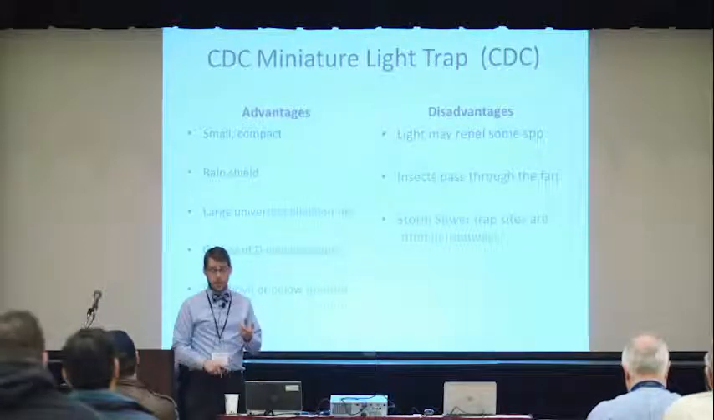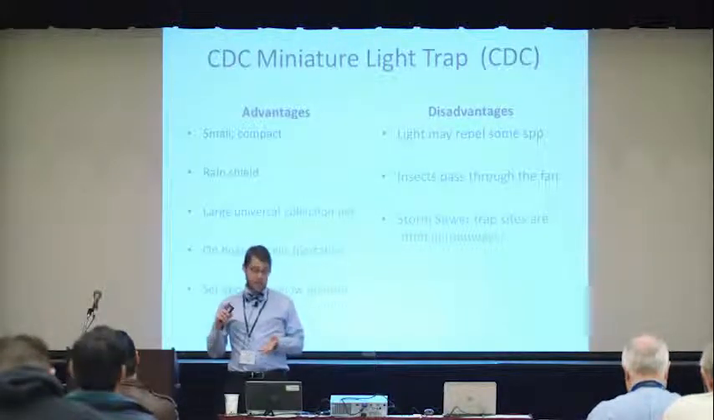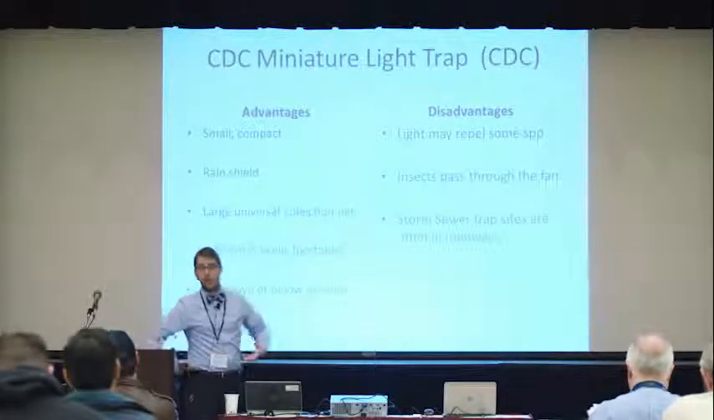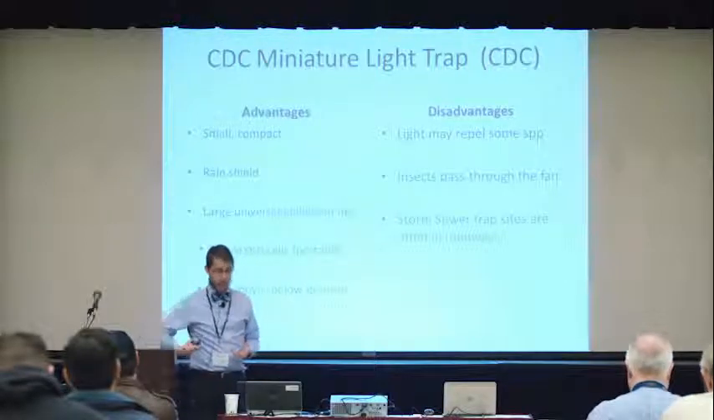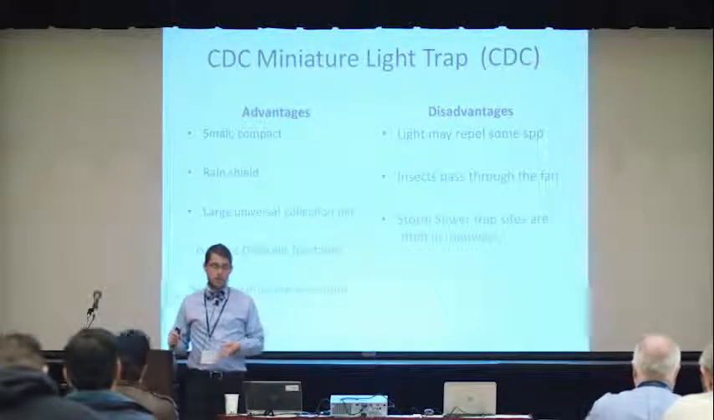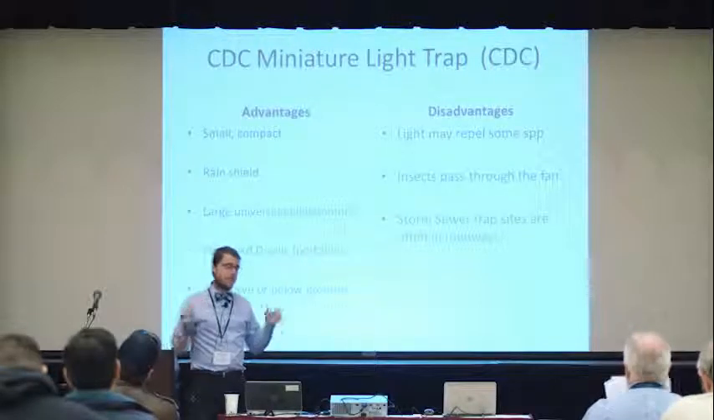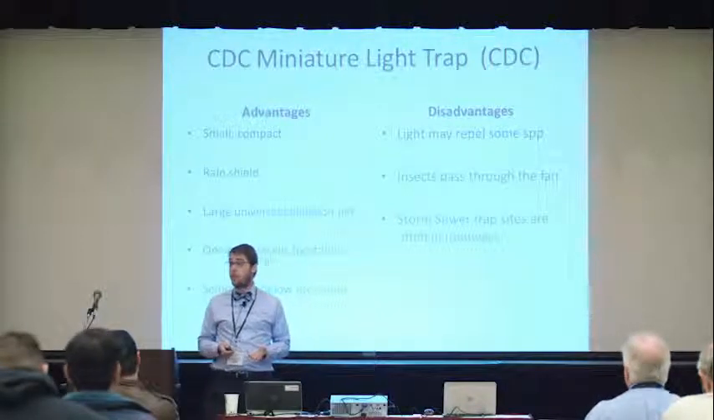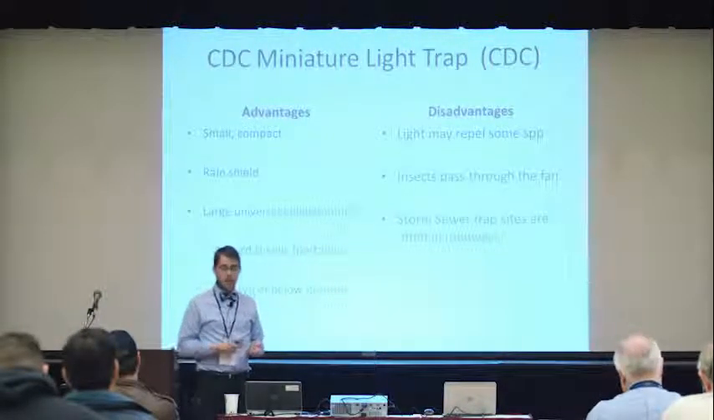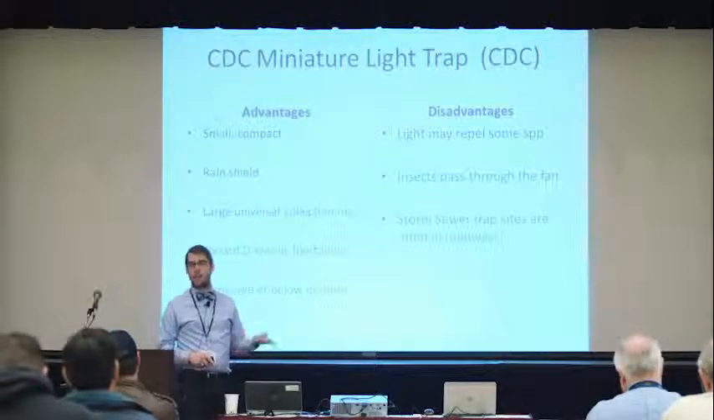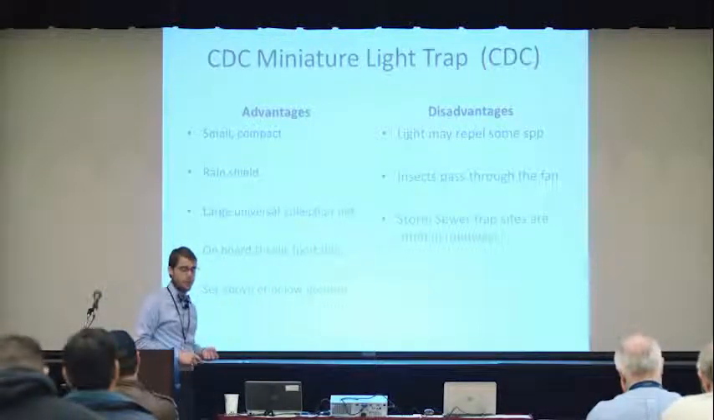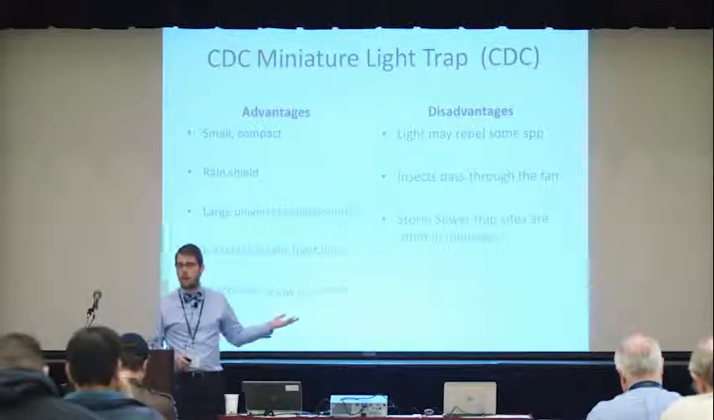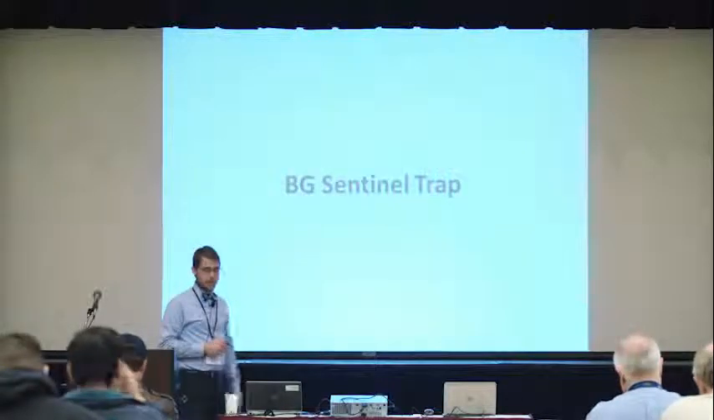The advantages are that it's small and compact. It's got a built-in rain shield. It's got the large universal net. The D-cell batteries are on board, so you're not lugging around a separate battery. It can be set above or below ground. The disadvantages: there's some research that says that the light may repel species. We leave the lights in ours that we place in storm sewers, and we don't have a problem. The insects pass through the fan, but again, I've never gotten specimens that are too beaten up from going through these. And the storm sewer trap sites are often in the roadways, which is not the trap's fault, that's our placement's fault, but still the same.